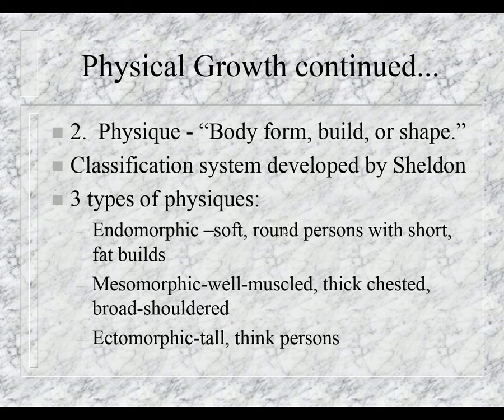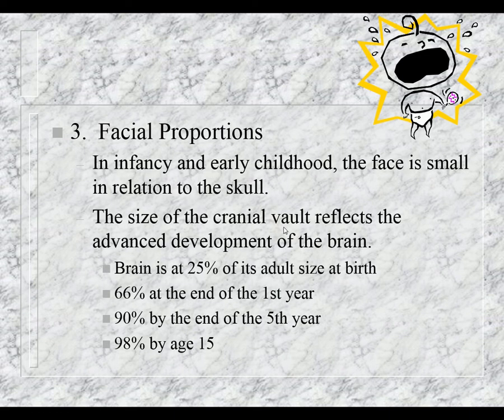Endos are your soft, round folks with those short, fat builds we think of. The mesos are your well-developed, well-muscled, thick-chested, broad-shouldered folks. And then your ectos are your tall, thin people. Your ectos are your tall, thin persons. So you can see here that all of us know that some people don't fit in just one of those categories, so they have updated that system.